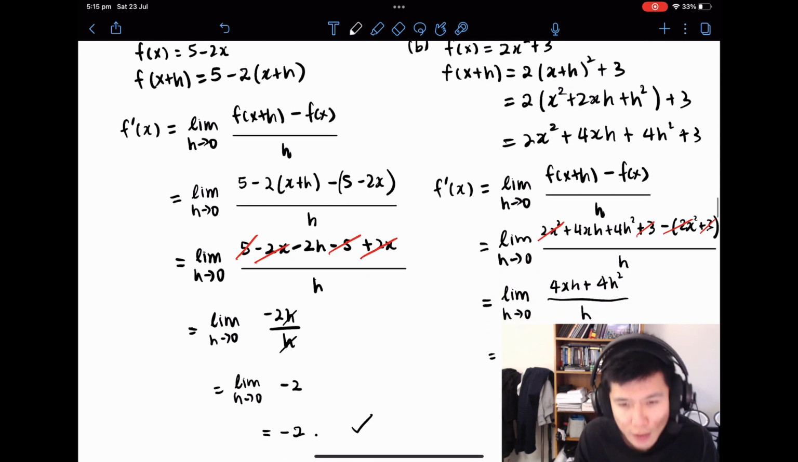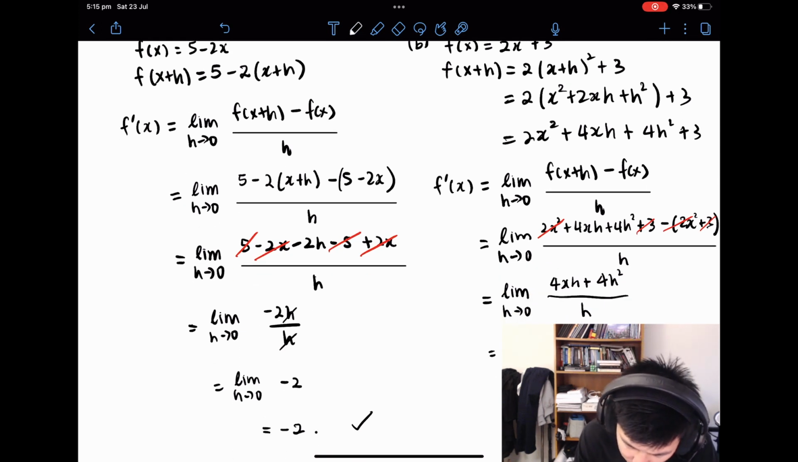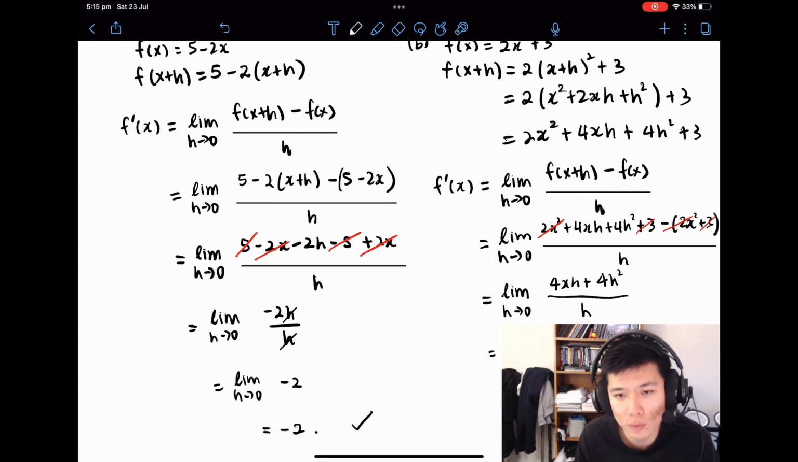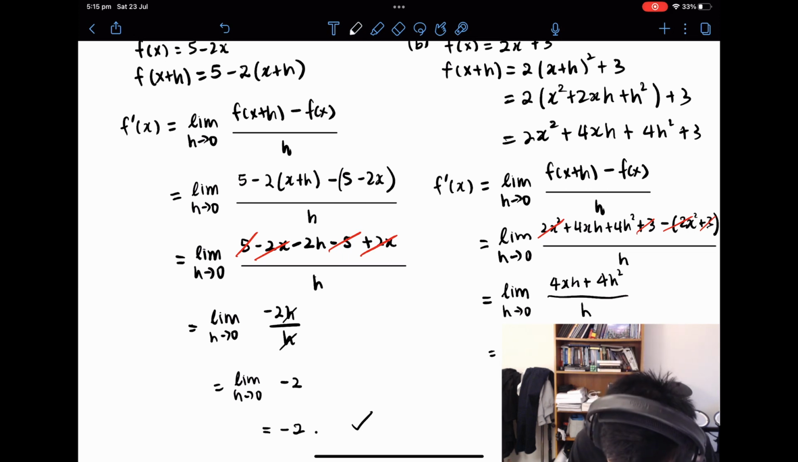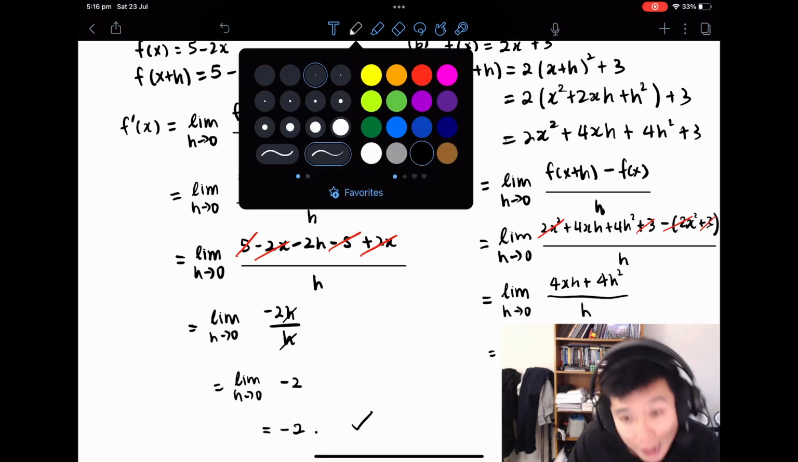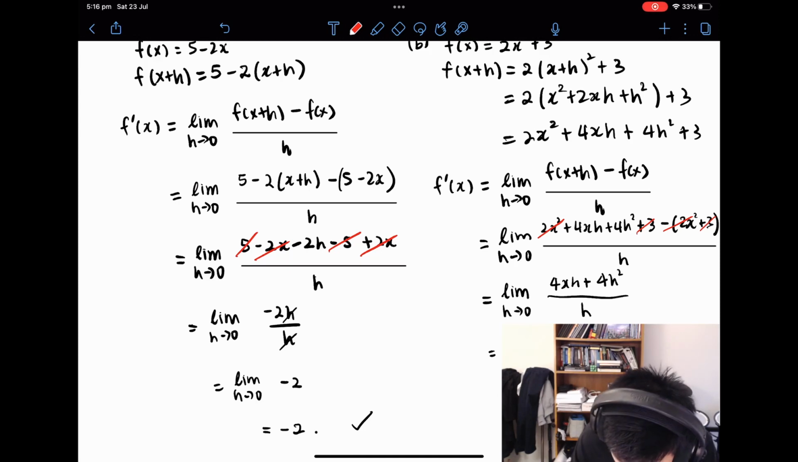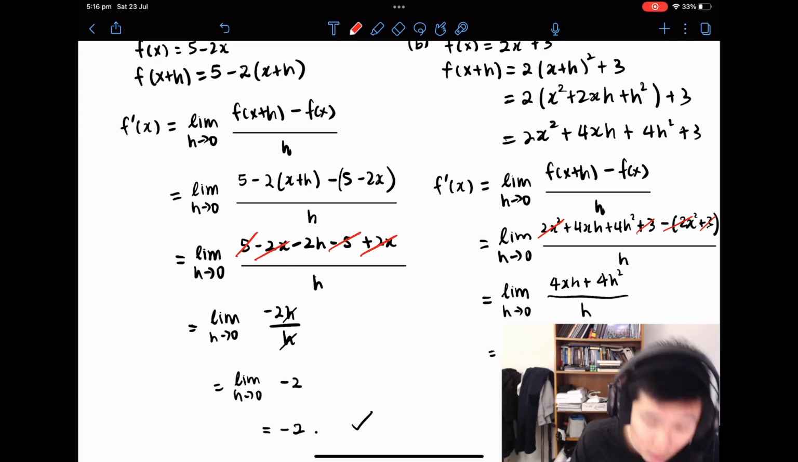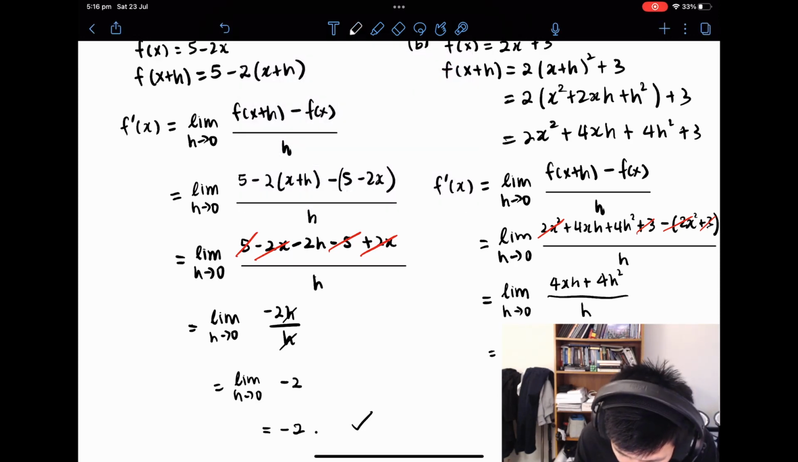Now, if you stare at that numerator for a bit, you can see that I can actually factorize an h out of the numerator, can't I? So if I take h out, I'll get 4x plus 4h over h. This allows me to cancel h from the top and the bottom. And now, can you see that I can now sub in the limit?